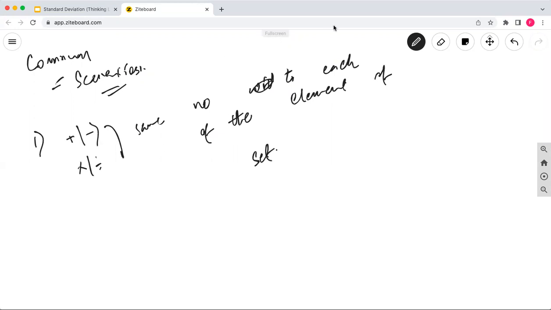If you are adding or subtracting the same number, or you are multiplying or dividing the same number with each of the elements of the set, let's remember, the only effect will be when you are multiplying or dividing. That value will be scaled by that factor. When you're adding or subtracting, there will be no effect on the standard deviation. This was actually the first concept which is tested.